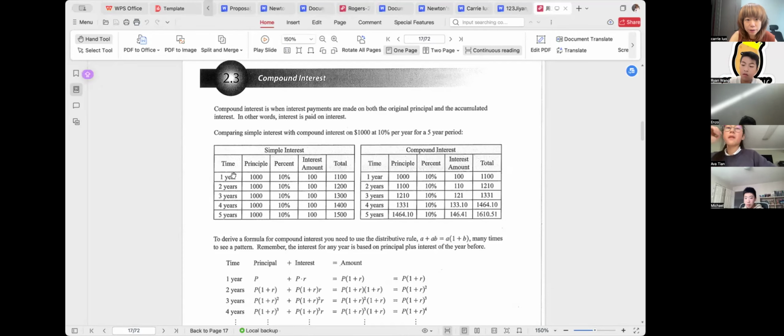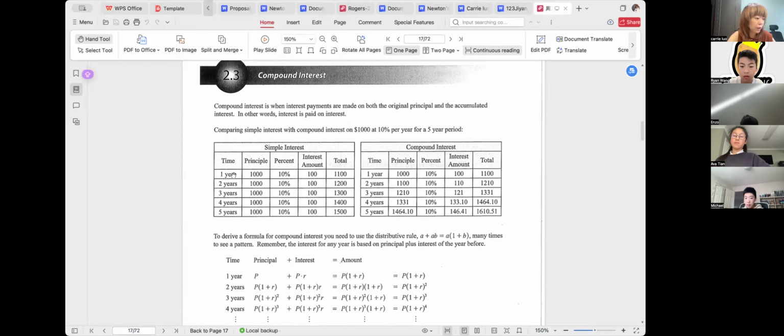Okay, let's take a look at this one. Okay, so today we're going to learn the part called compound interest, which is much harder, much more complicated. Okay, so, God, I don't know where's my line, and my pencil is not working, so my handwriting is going to be horrible today. So compound interest is when interest payments are made, both the original principal and the accumulated interest are together.